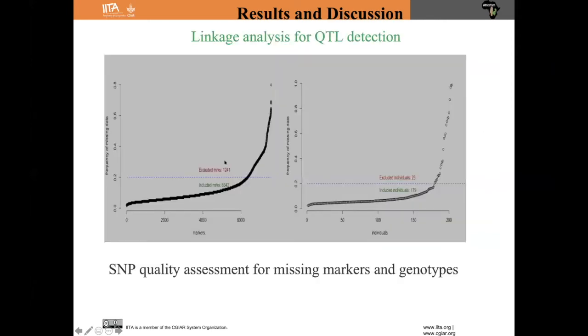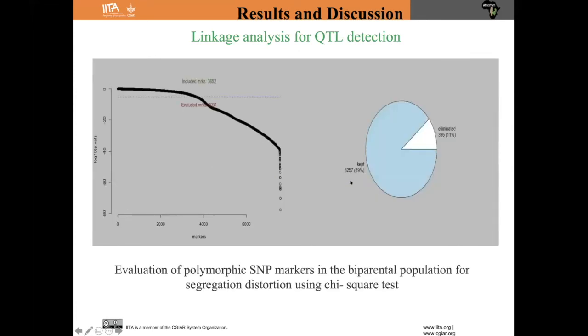By subjecting the VCF file to MapPoly, we were able to eliminate those markers that have high missing information. From 15,000 initial SNP markers, we got around 7,000 to 8,000, after excluding 1,241 with high missing data. The same method was applied for the genotypes, and we removed 25. We could have imputed the data, but we felt it was better to remove those genotypes with high missing information.